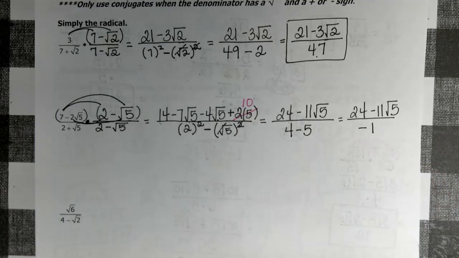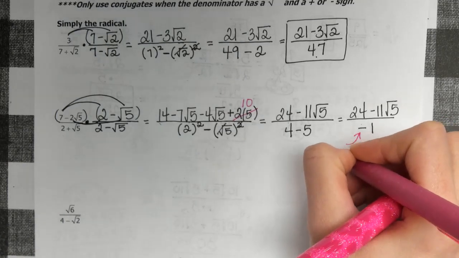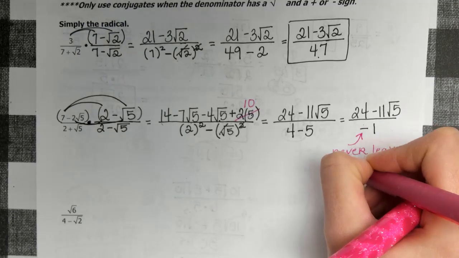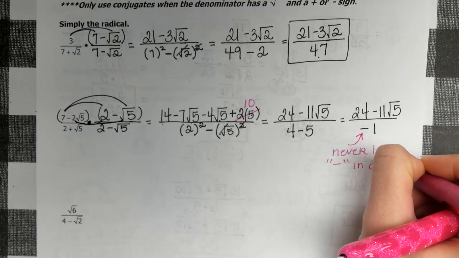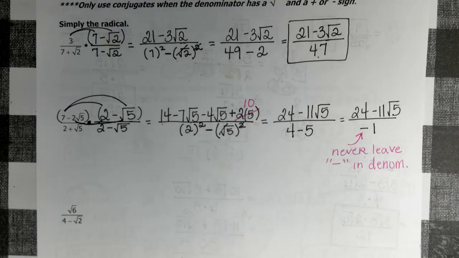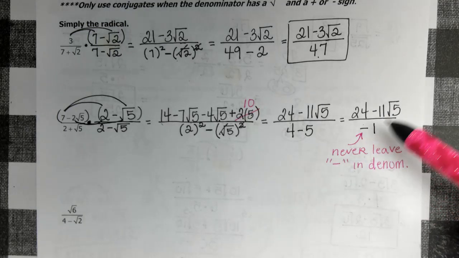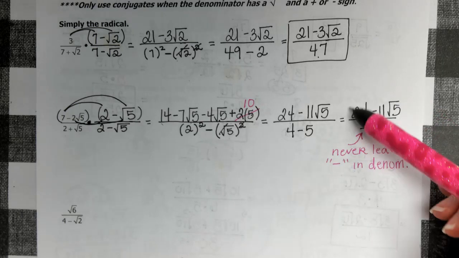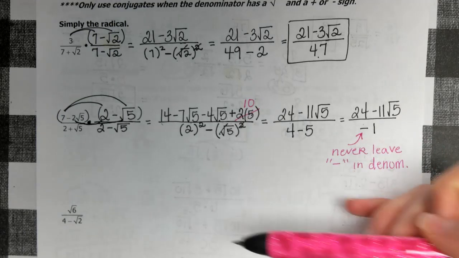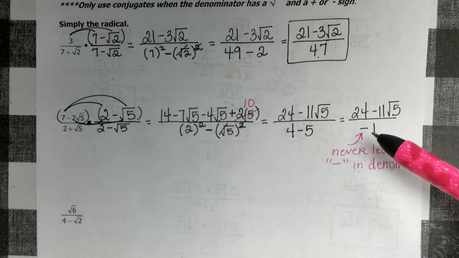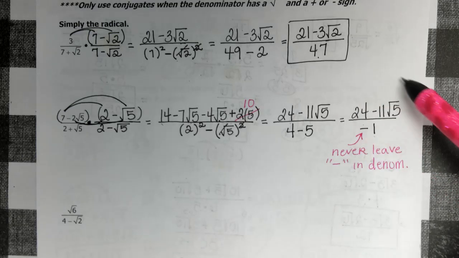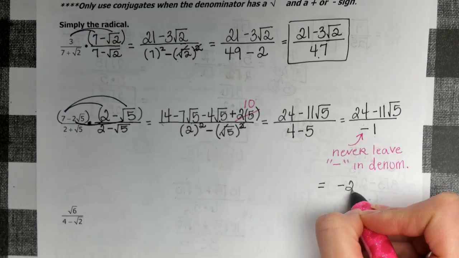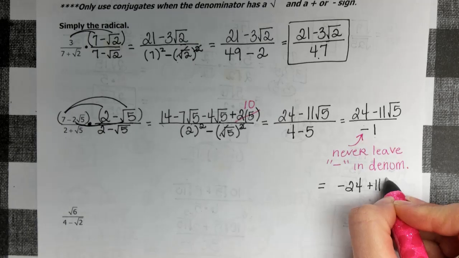I cannot leave it like this. Never leave a negative in the denominator. This is a negative 1. It's easy to just take those divided by negative 1. But if it were to have been a negative 3, I would take all the signs and just alternate them because you're dividing by a negative 1. Okay? So if you're left with a negative in the denominator, just take it out and all the signs change. Okay? So my final answer here is negative 24 plus 11 square root of 5.